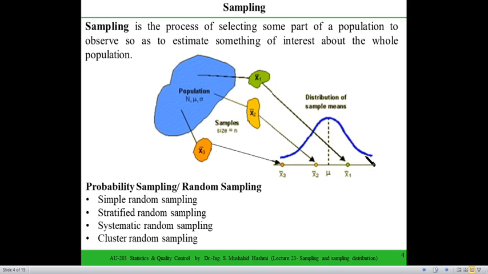In random sampling, each member of a population has an equal chance of being selected. That is why it is called random sampling. In random sampling, there are different types. It could be simple random sampling, which means the whole population is of interest, and the sample is taken from the whole population randomly, choosing members from that population. That would be called simple random sampling.